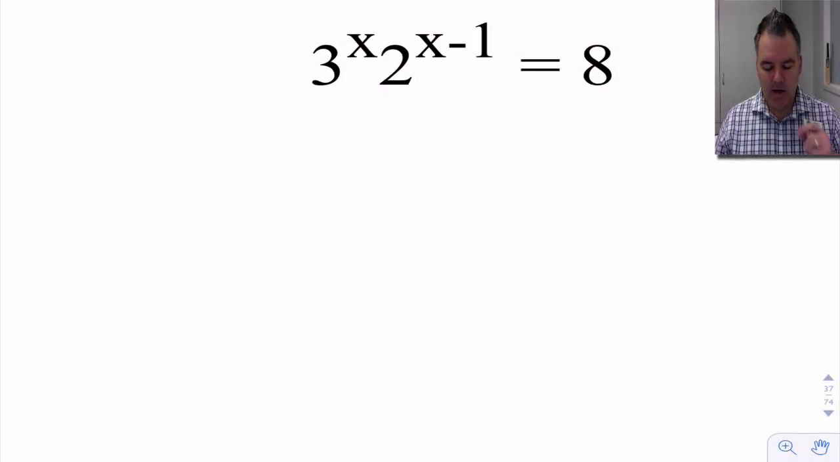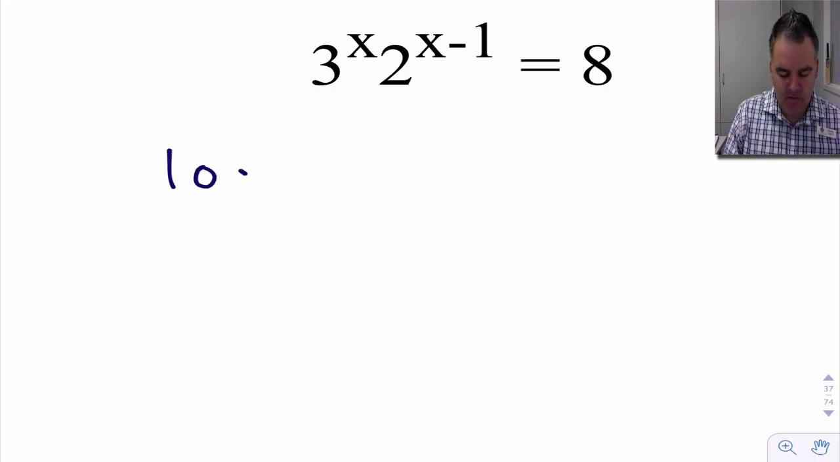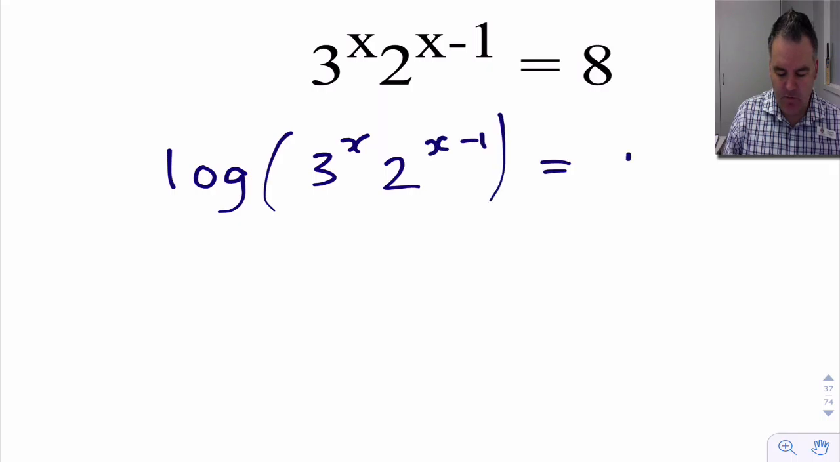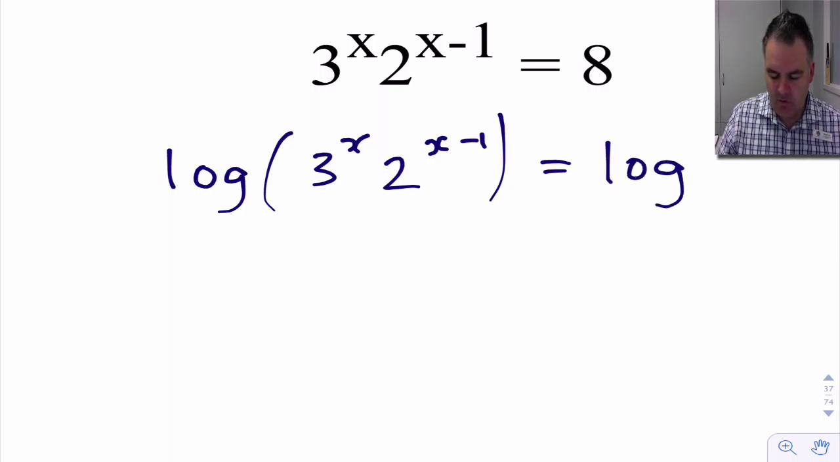Okay, let's check this one out. A little bit trickier than the other ones. I'm going to do the same thing. Log 3 to the x, 2 to the x minus 1 equals 8. Okay, same for log 8, taking logs of both sides. So as long as we do the same thing to both sides, we're all good.